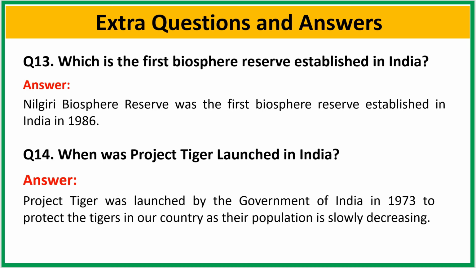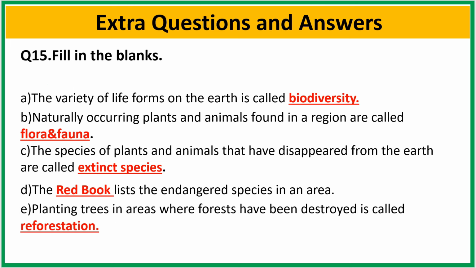Question number 14. When was Project Tiger launched in India? Answer. Project Tiger was launched by the Government of India in the year 1973 to protect the tigers in our country as their population is slowly decreasing. Let's see some important fill in the blanks.